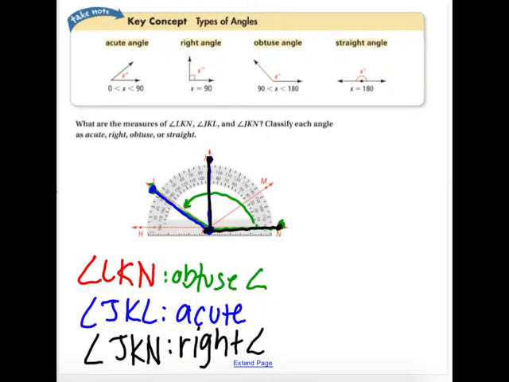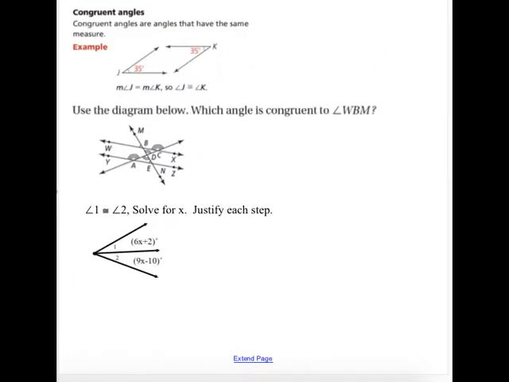Alright, next on the list, congruent angles. Congruent angles are angles that are the same. They have the same measure. So in our example, angle J is 35 degrees and so is angle K. So we would say that those are congruent. The congruent sign has an equal sign with a little squiggly on top.